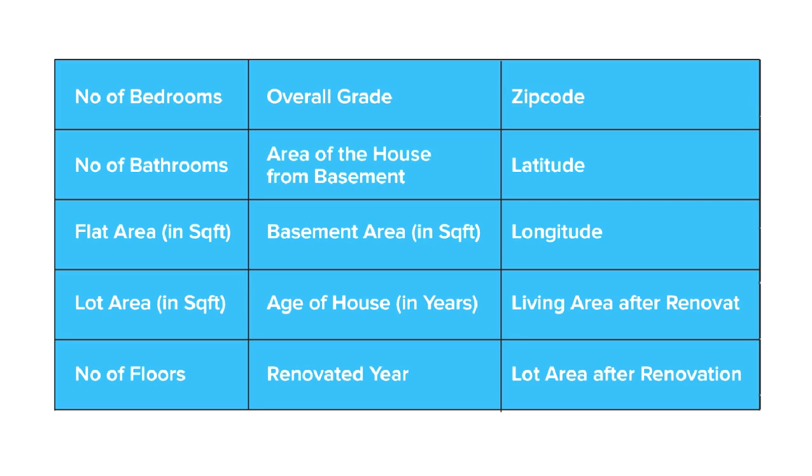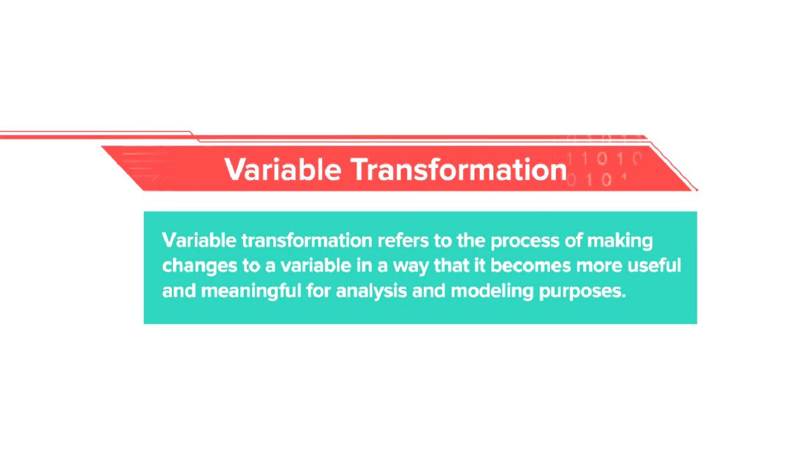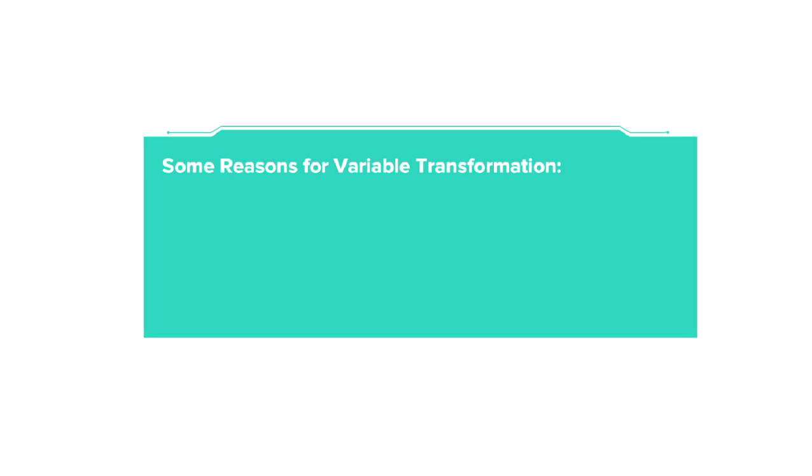Now, before we start analyzing these variables in greater detail, let's learn about an important concept, variable transformation. Variable transformation refers to the process of making changes to a variable in a way that it becomes more useful and meaningful for analysis and modeling purposes. There could be several reasons due to which you may wish to transform a variable. Let's discuss some of them.